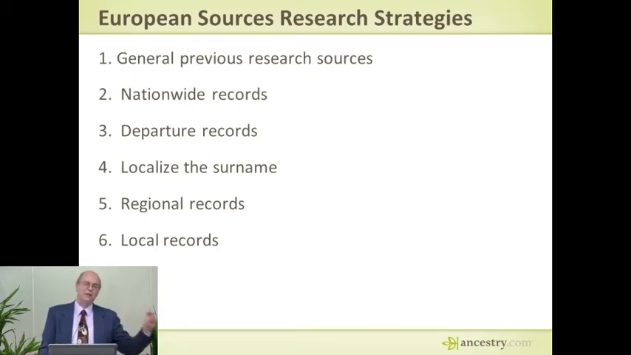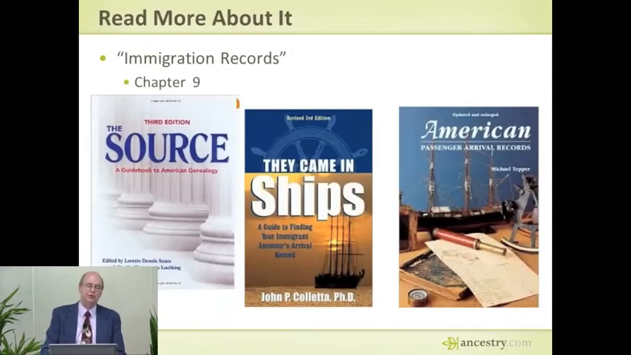Because you have enough information from the U.S., you know a birth date or another date, you know a relative in the old country, you know other information about the family. Now you can use that information to help see if he's actually in those local records. So those are the key concepts I wanted to get across. You can read a lot more about it in a couple of books. Ancestry published a couple of these. The Immigration Records chapter, which is chapter 9 in the book The Source, goes into great depth about this very strategy that I've just talked about.